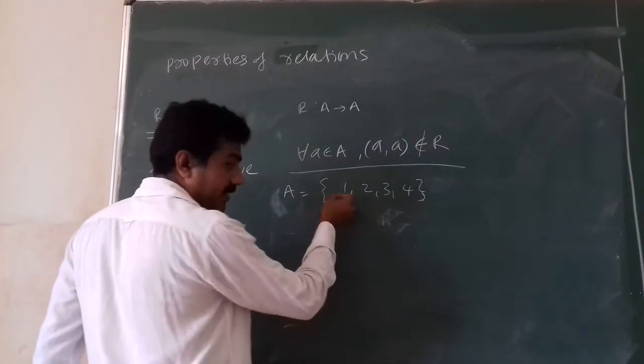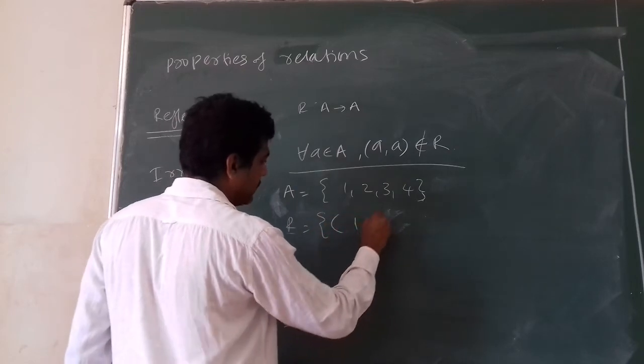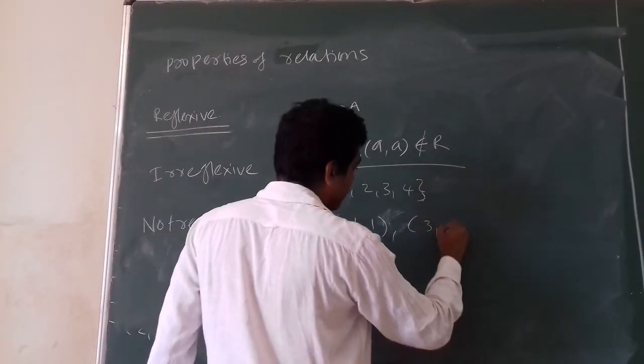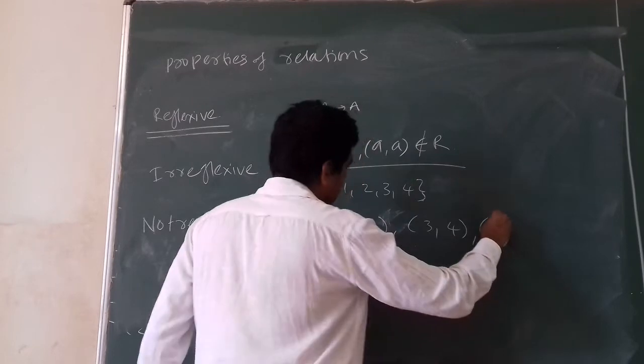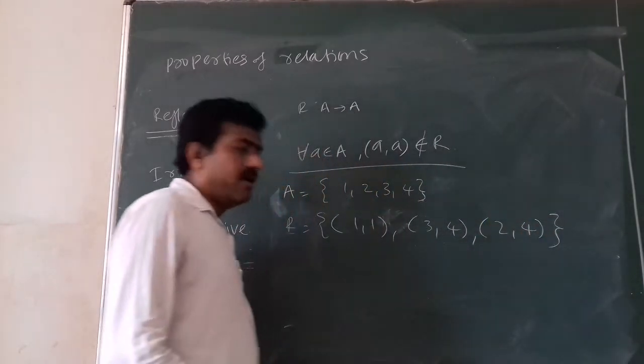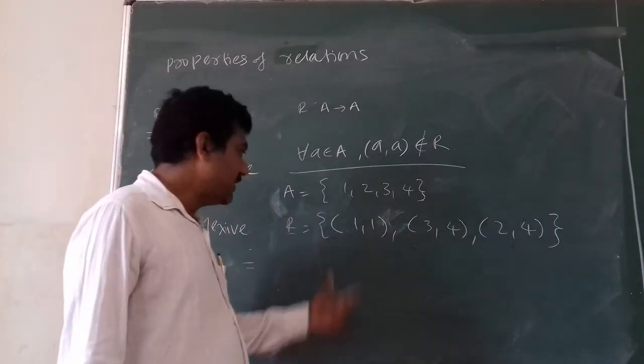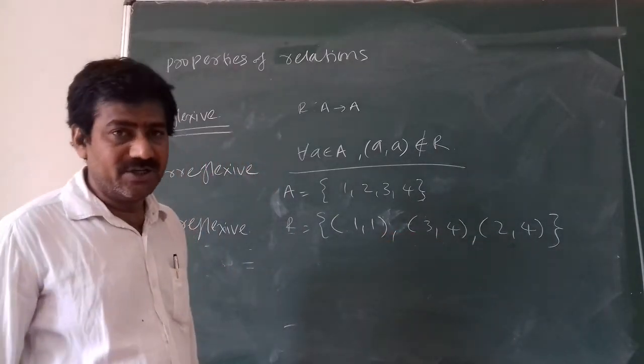Let's say I am framing here the same set, and R is the relation. Suppose a relation is given. It contains (1,1), (3,4), and (2,4). Let's say there are three ordered pairs: (1,1), (3,4), and (2,4). So this is the example for a not reflexive relation.